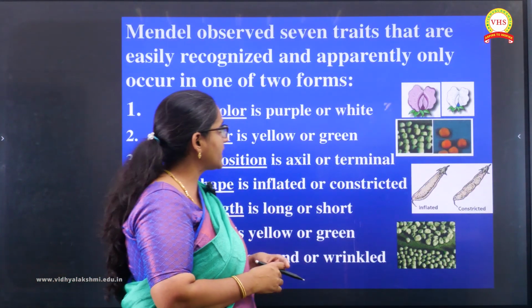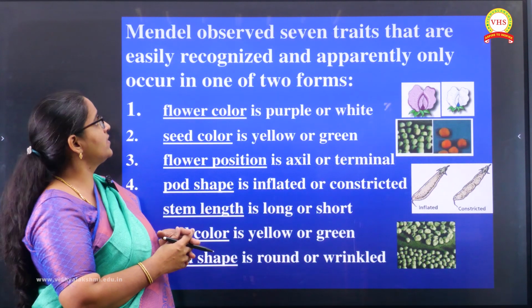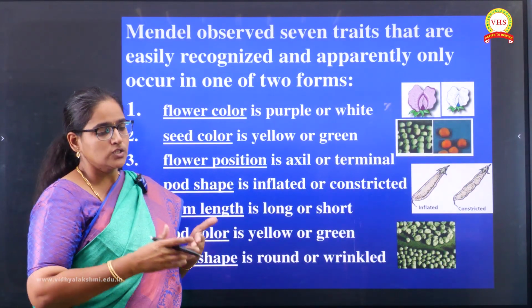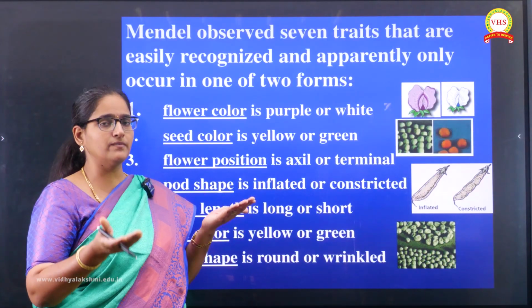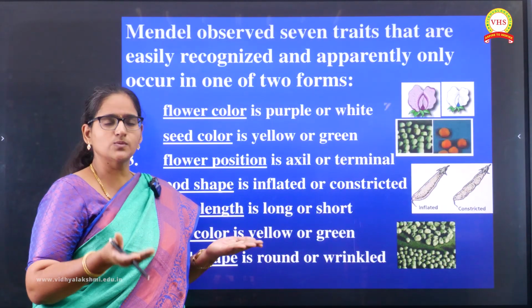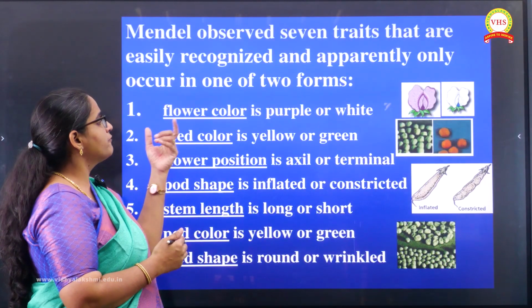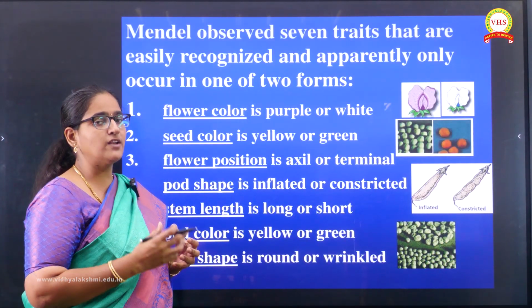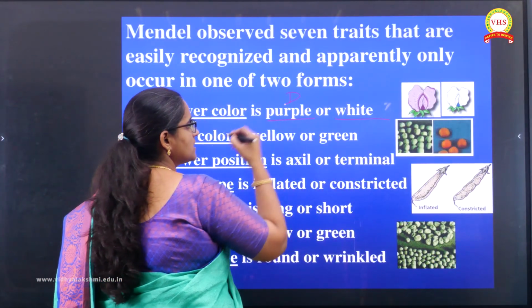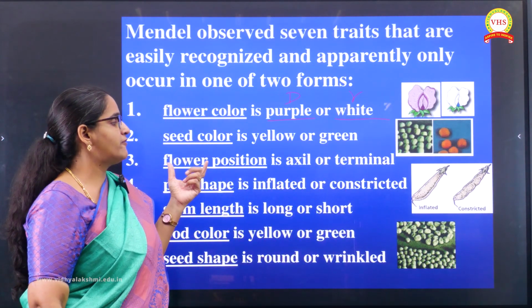Apart from that, what are the 7 different characters they have? Mendel observed 7 traits that are easily recognizable and occur in only 2 forms. If you take 2 different pea plants, one flower will have one character and the other flower will have exactly the contrasting character. This was the main reason behind choosing this plant for the experiment. The first one is flower color. In this garden pea plant we have 2 different flower colors, violet or purple and white. Purple is the dominant color and white is the recessive color. Then we have seed color, yellow and green. Then we have flower positions.